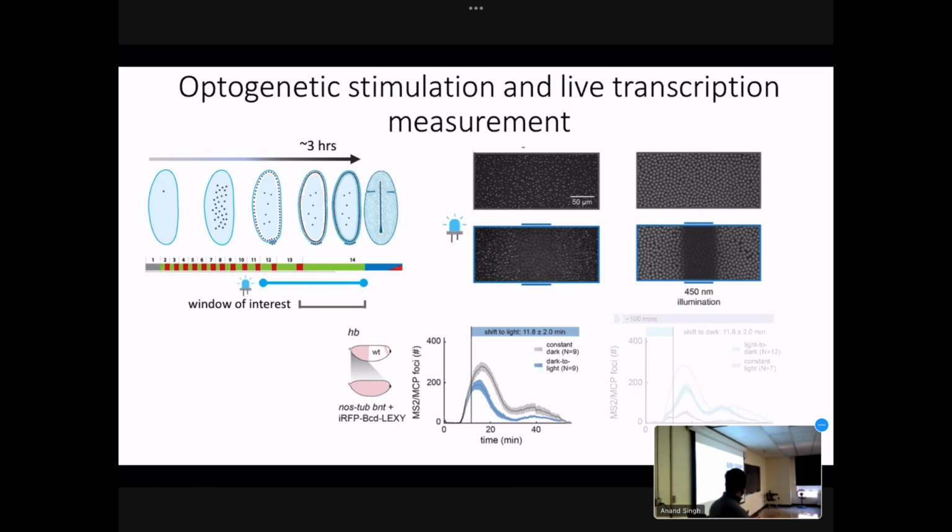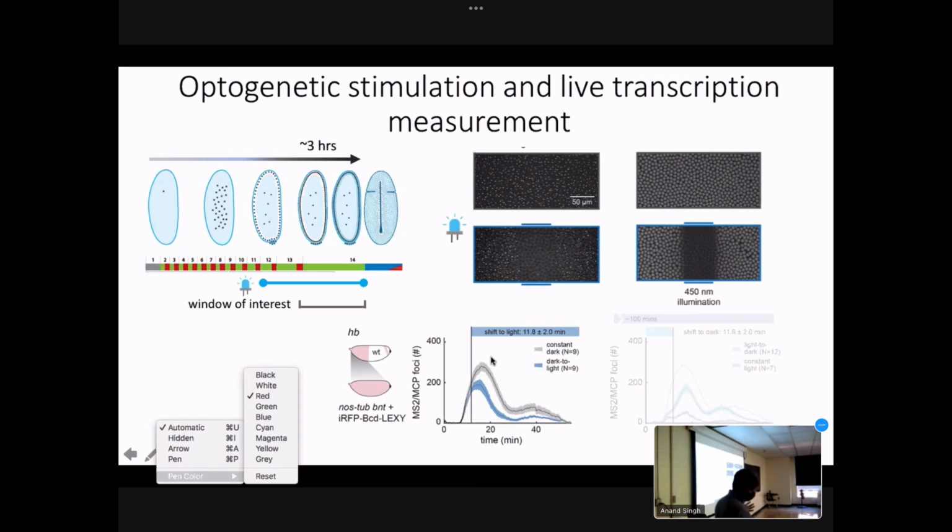I'm counting the number of spots over time. Now you can see this was kept in the dark, and around 11 to 12 minutes, I turned the blue light on. And you see fewer and fewer spots detected. This change happened immediately. So now you can see how fast the number of spots becomes different from the unperturbed state.